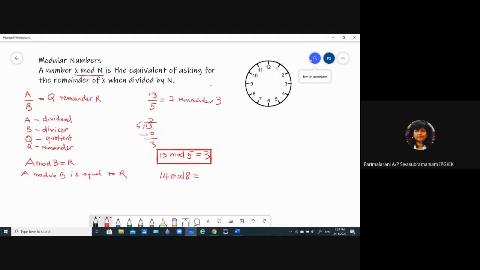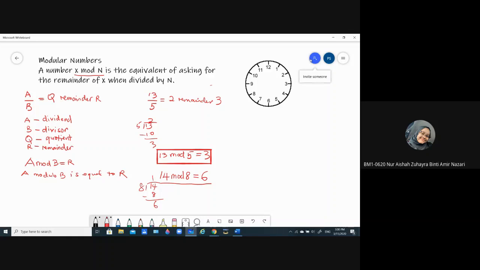14 divided by 8, the remainder is how many times? How many 8s do we have in 14? If you're not sure, you do long division. 14 divided by 8. 1, 8. What do you have here? 6. 8 cannot go into 6. So this is the remainder. So the remainder here is 6. So 14 mod 8 is equal to 6. This means 14 divided by 8 has a remainder of 6. Can you understand that? You must be very clear about this, okay?